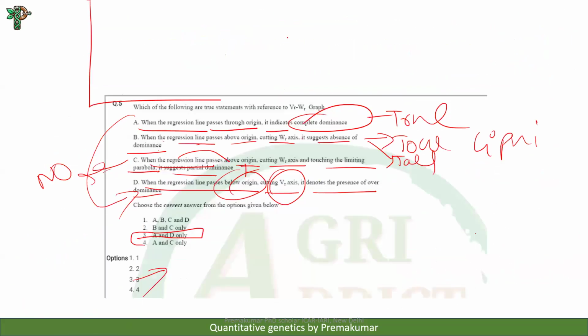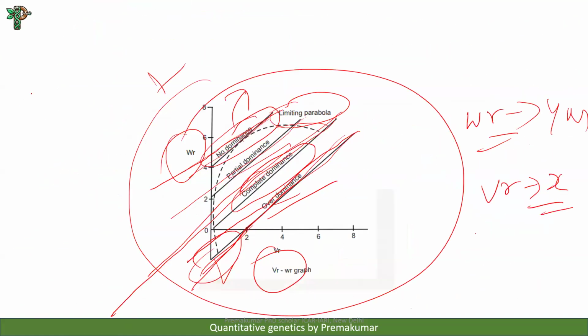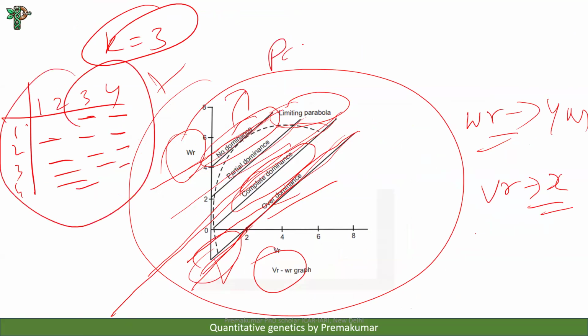For example, how the design looks. You take the inbreds 1, 2, 3, 4, and again 1, 2, 3, 4. For example, your k value is 3. It means you start selecting the individual from the third. Okay. This is what your partial diallel is.